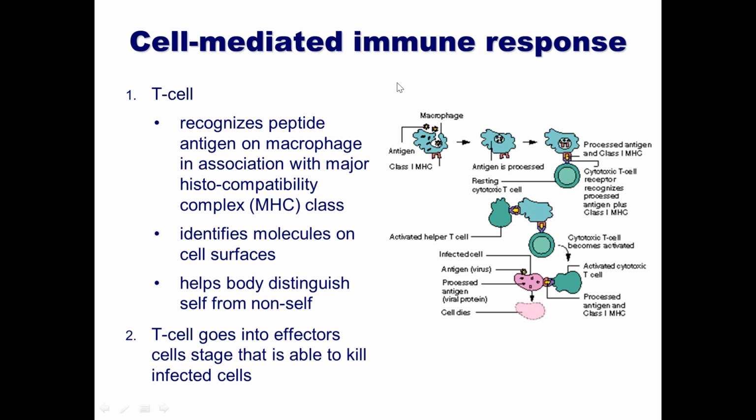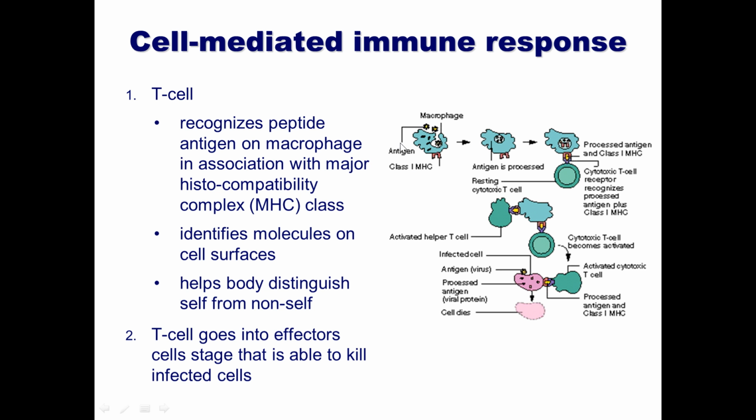This is the cell mediated immune response. This is a T cell, because cell mediated immune responses are mediated by T cells. So what happens? They recognize peptide antigen on macrophages in association with major histocompatibility complex class. See, this is an antigen. Antigens are in the form of peptides, right? And these antigens are recognized by this class MHC, the major histocompatibility complex.